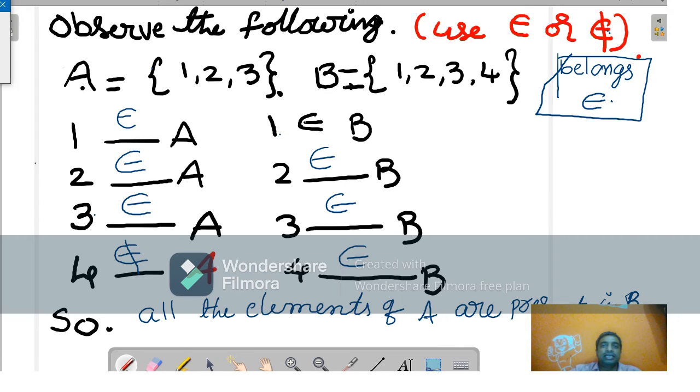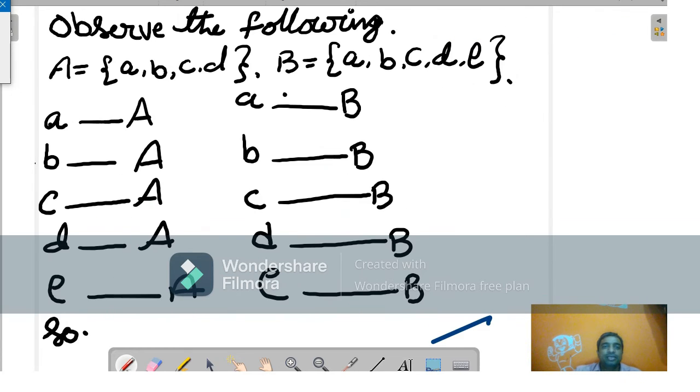Okay. Let us see one more example. A and B: A is {a, b, c, d} and B is {a, b, c, d, e}. So a is present in A, so a belongs. b also belongs. c also belongs to A. d also is there in A. Then coming to e, the element e is not present in A. That's why it does not belong.